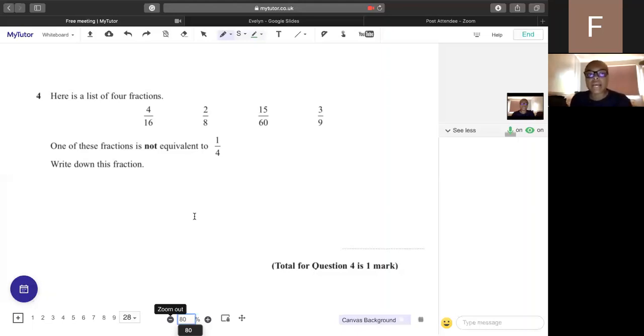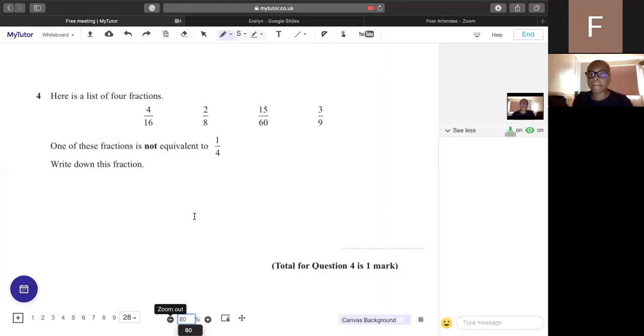So here we have a list of 4 fractions. One of these fractions is not equivalent to a quarter. So write this fraction down. What I would suggest is there's 2 ways that you could do this. You could either simplify each of the 4 fractions and see whether they give you a quarter back, or you could multiply your 1/4 and try to get the same denominator for each of the fractions that you have and see whether the numerator is the same.